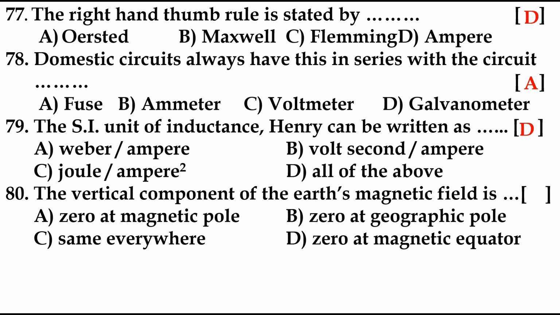80. The vertical component of the Earth's magnetic field is dash. A. 0 at magnetic pole. B. 0 at geographic pole. C. Same everywhere. D. 0 at magnetic equator. Answer is D. 0 at magnetic equator.